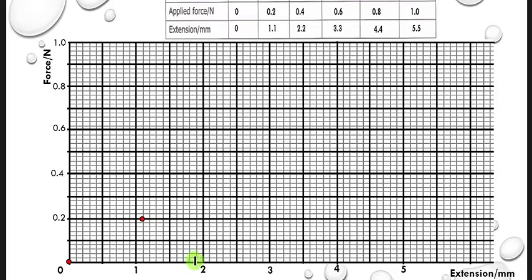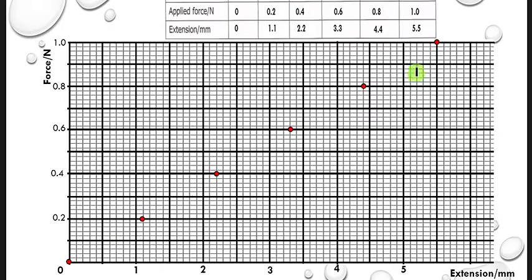Then again you go, 2.1, 2.2, comma what? 0.4. So you go to 0.4 somewhere here. You put a point. Then here 3.3. 3 is here. 3.1, 3.2, 3.3, comma what? 0.6. So you move up to 0.6 somewhere here. Then also 4.4 somewhere here, comma 0.8. You move to 0.8, where? There. Then 5.5 is here, comma 1. You move up to where? There. Then what you do now, you draw a line.